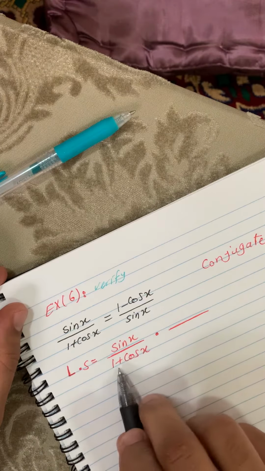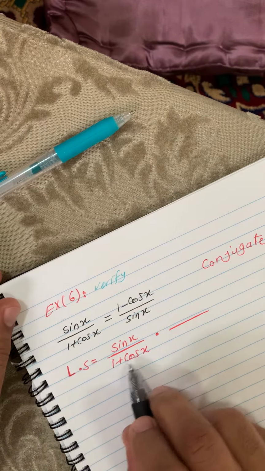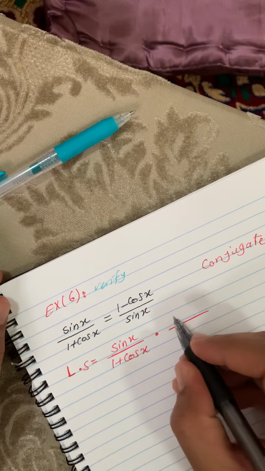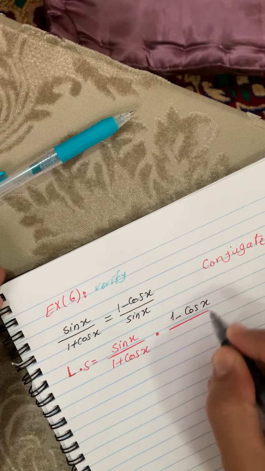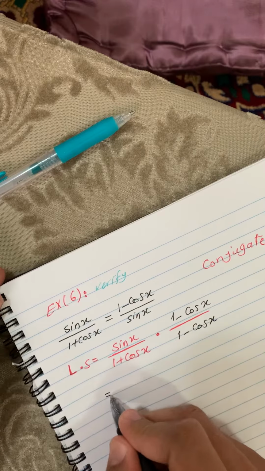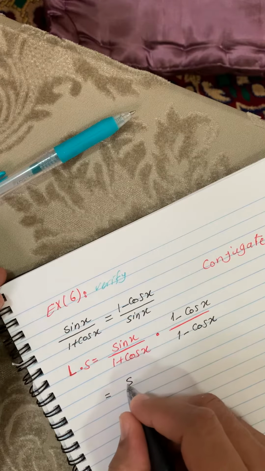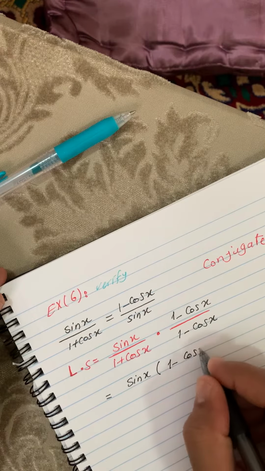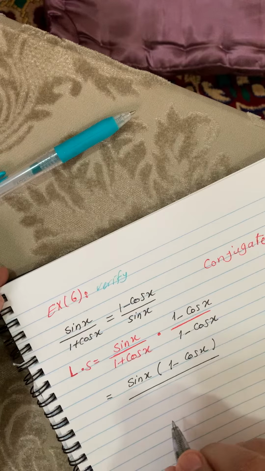Which conjugate? The conjugate of the binomial, because we used to get the conjugate for the binomial. A binomial is an expression that contains two terms. So let's multiply by the conjugate. The conjugate of 1 plus cosine is 1 minus cosine, x, up and down. So here, sine x stays the same, multiplied by 1 minus cosine x, the same, over, do not expand here, keep it the same.